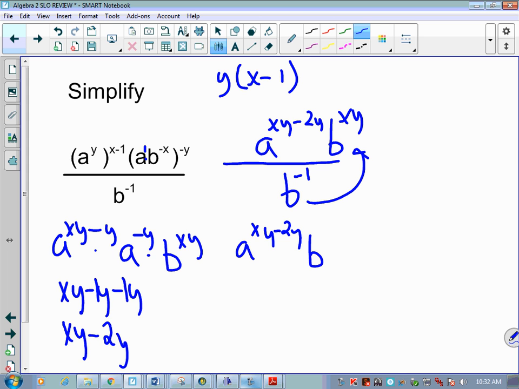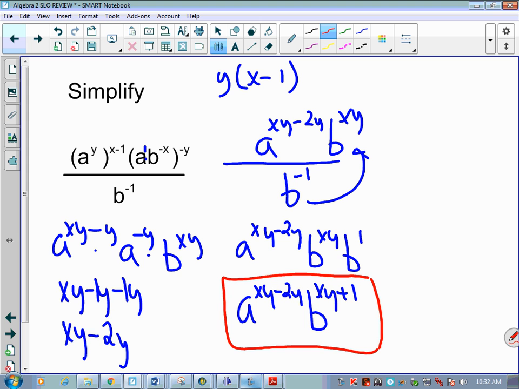But then I have b to the xy times b to the first. Well, what do I do with those exponents? Add them. So I still have a to the xy minus 2y. Now I have b to the what? What's xy plus 1? xy plus 1, because there's no like terms to combine. It just comes together as a single form. And all that's over 1.